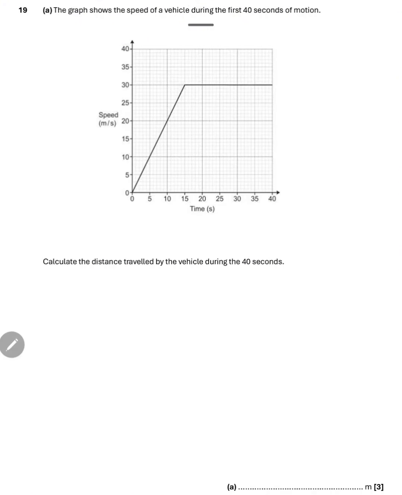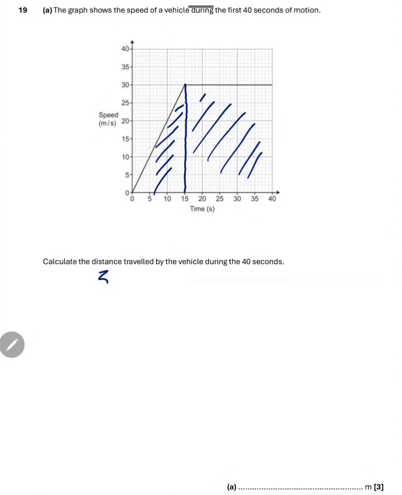Thank you very much. Question 19, we've got a speed time graph, and it's a nice one, nice straight lines, and we just ask for distance travelled. Well, the distance travelled from a speed time graph comes from the area underneath the graph. So I just need to work out the area of a triangle and a rectangle. This here is a triangle that's 15 across. It is 30 high. We're going to do base times height divided by 2, which comes out at 225 meters, because they're the units on the graph.